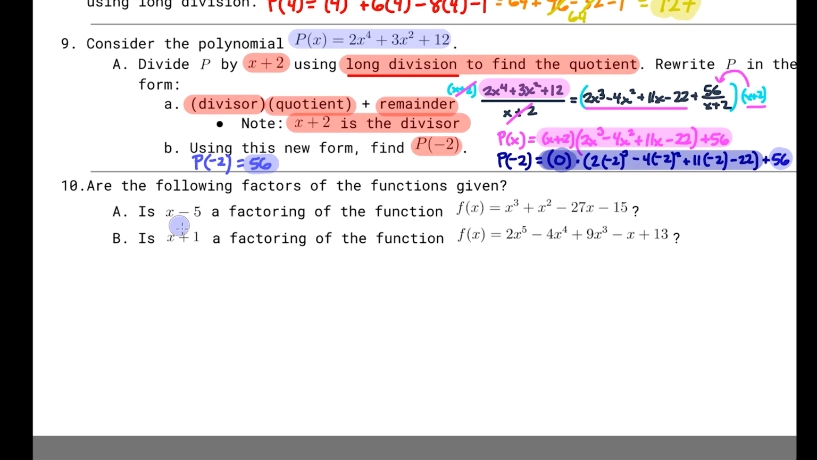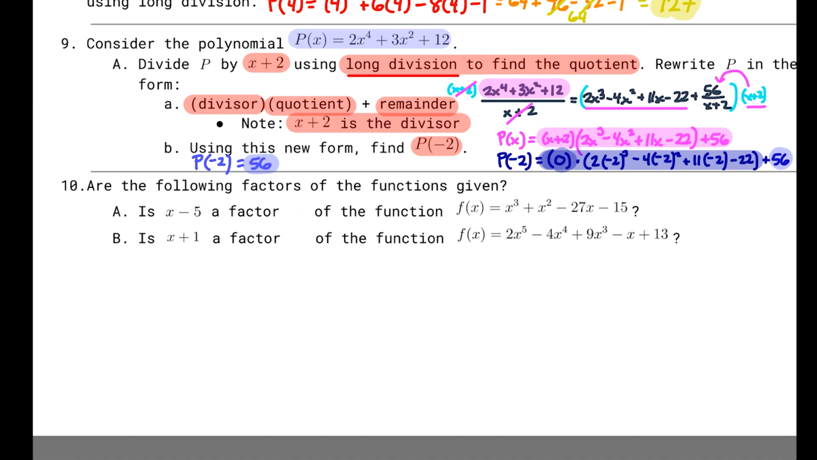Okay, the next one, it says, are the following factors of the functions given? Okay, so it's, is x minus 5 a factor? It says a factoring, so that's a typo on my part. That's embarrassing. So, is x minus 5 a factor of the function f of x? Is x plus 1 a factor of the function f of x?